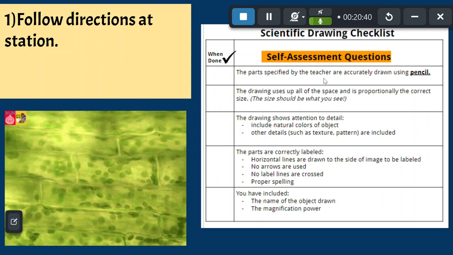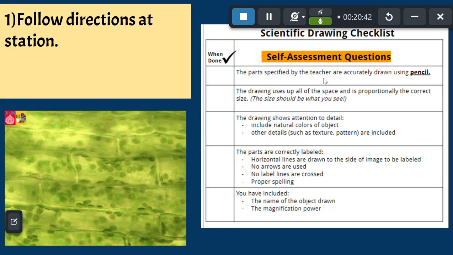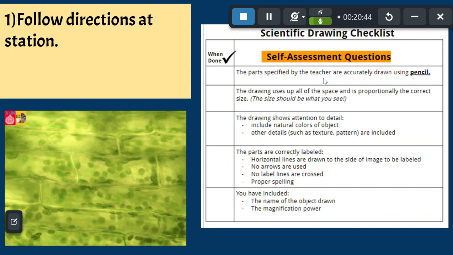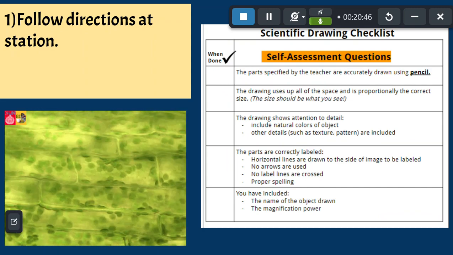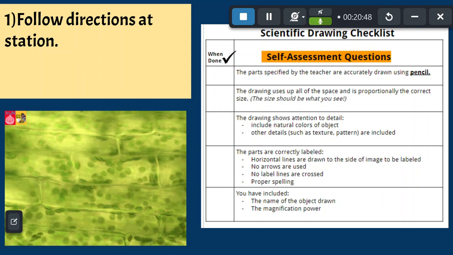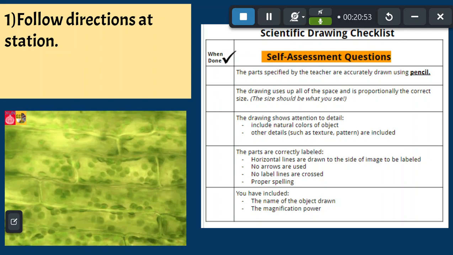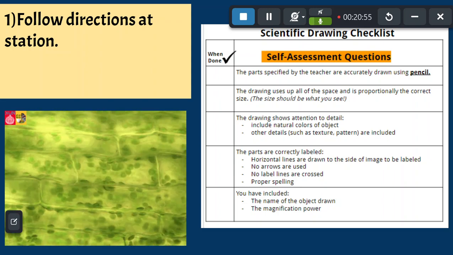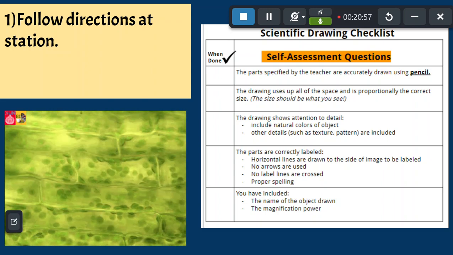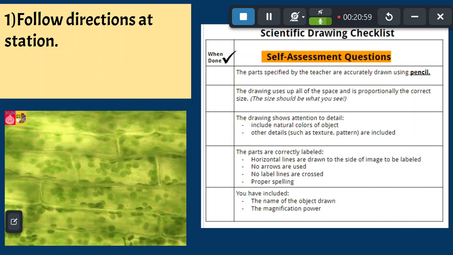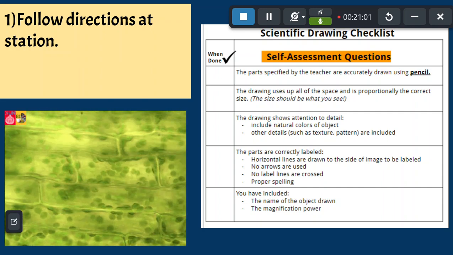Remember, these are self-assessment questions. When we are making a drawing, you're going to use pencil. You're going to use an appropriate amount of space for what you are seeing and how big it is in your field of view. But you don't have to fill the entire field of view with drawings. You can do 6, 7, 8 cells. You don't have to draw 72 cells.